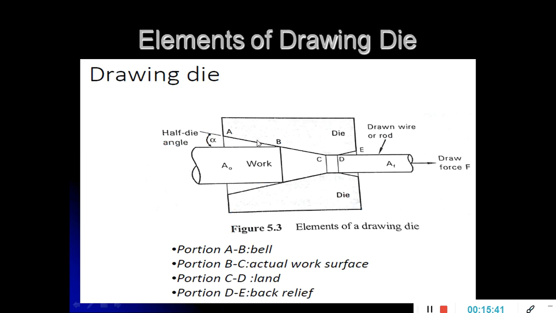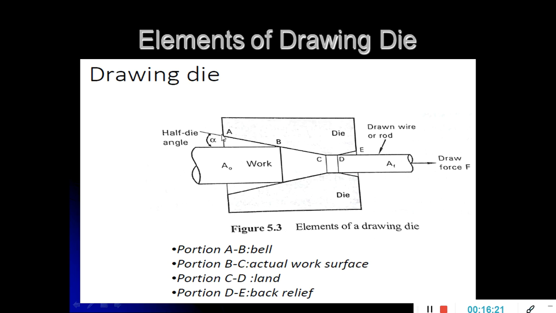Then coming to a very important aspect known as the elements of a drawing die. This question is asked many times in the examination: explain with a neat sketch the elements of a drawing die. So this is the die. The die has been divided into 4 portions. Portion A to B is known as the bell. Portion B to C is known as the actual working surface. C to D is known as the land, and D to E is known as the back relief. We'll explain one by one.